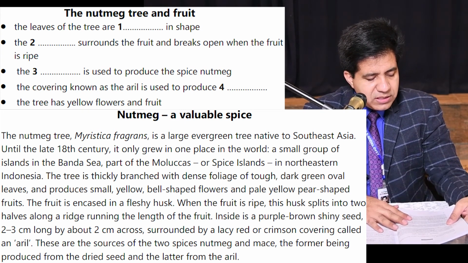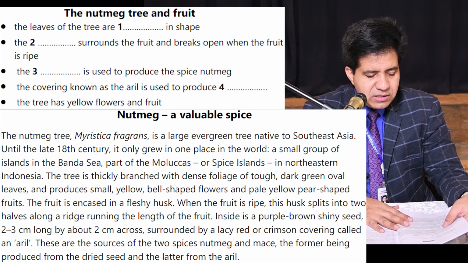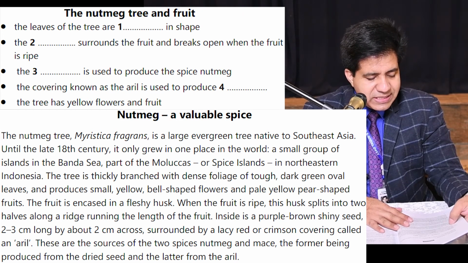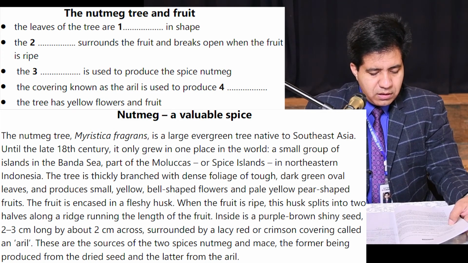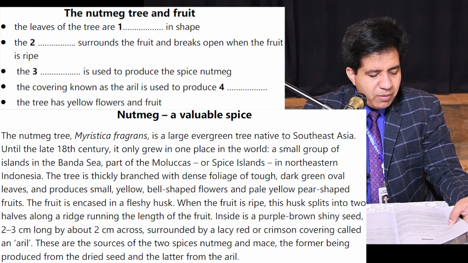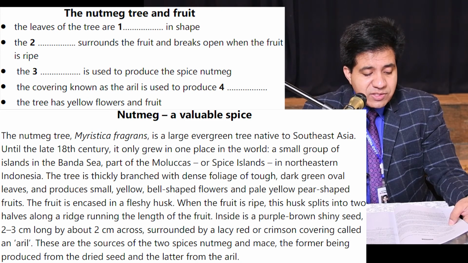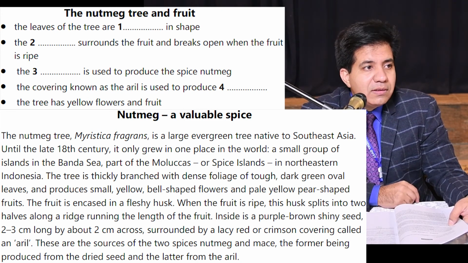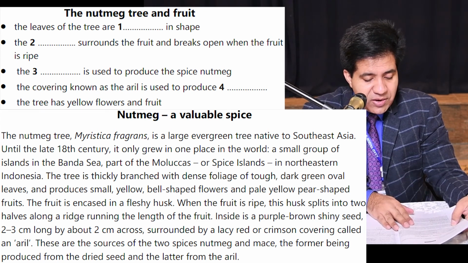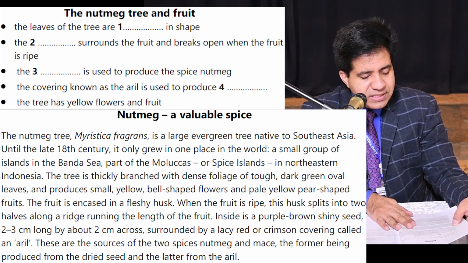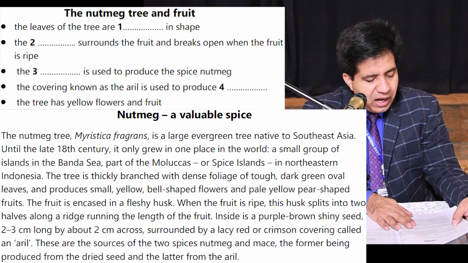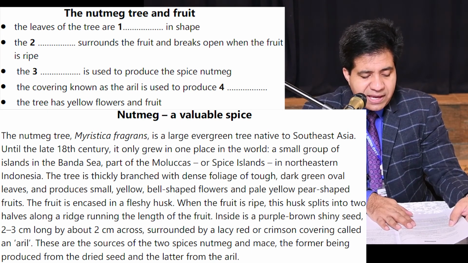They have given two things. They say called an aril. These are the sources of the two spices, nutmeg and mace. The former being produced from the dried seed, and the latter from the aril. So what's the answer? By the way, the answer to question number 3 is here. Yes, it is actually here, very, very clearly given here.